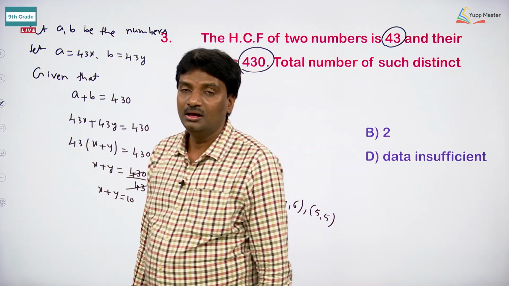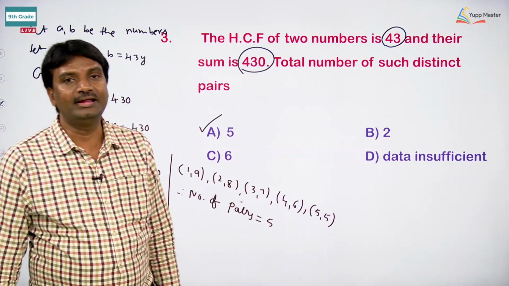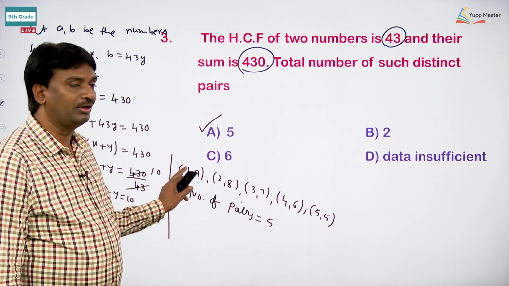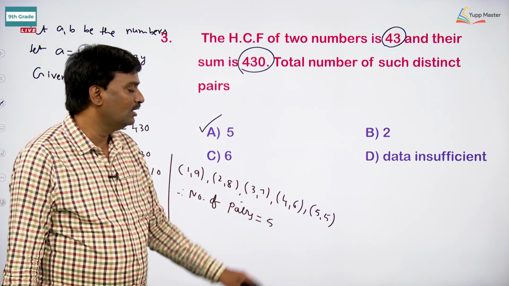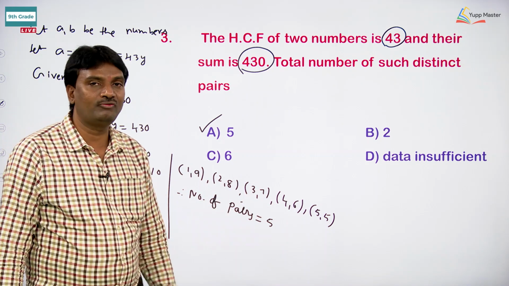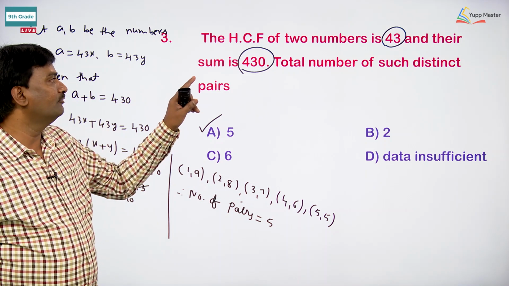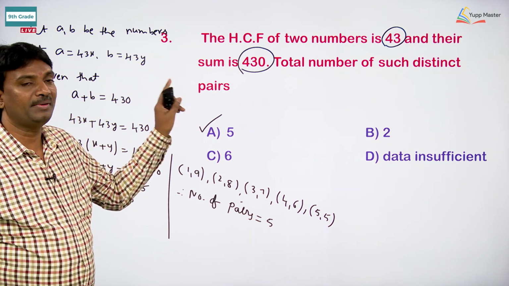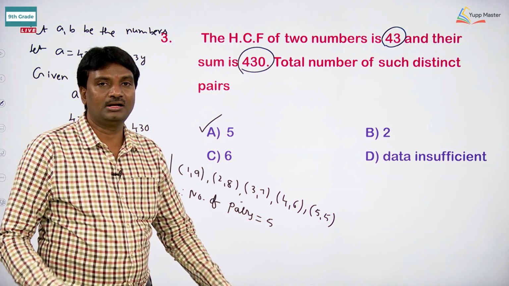So x plus y equal to 10 means we can take the values of x, y like this: 1, 9; 2, 8; 3, 7; 4, 6; and 5, 5. By counting all these, 1, 2, 3, 4, 5 pairs are there. So the number of such distinct pairs is 5. So option A is the correct option.